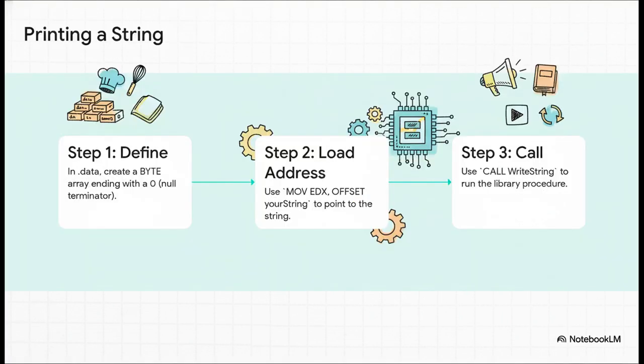And using this cookbook is a pretty simple three-step deal. First, you just define your text in the .data section. Second, you load its location in memory, its address, into a specific register, in this case, EDX. You can think of this as a rule from the cookbook. If you want to use the right string recipe, the location of your text has to go in the EDX register. And then finally, you just call the right string procedure, and the library takes care of all the hard work for you.